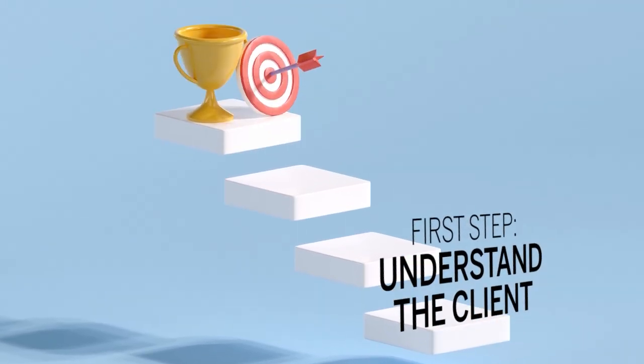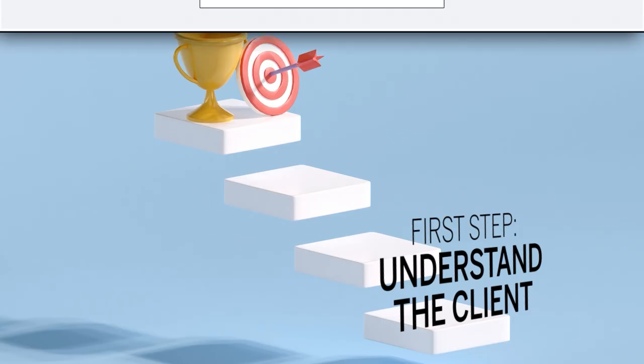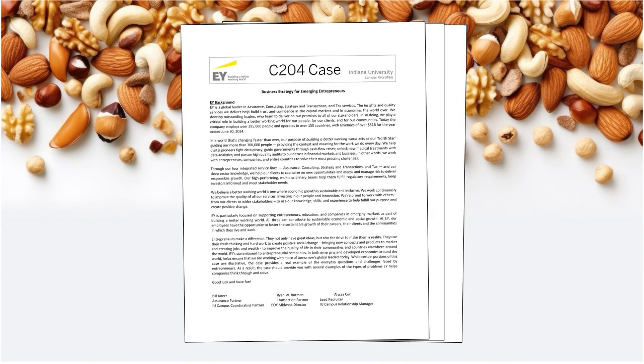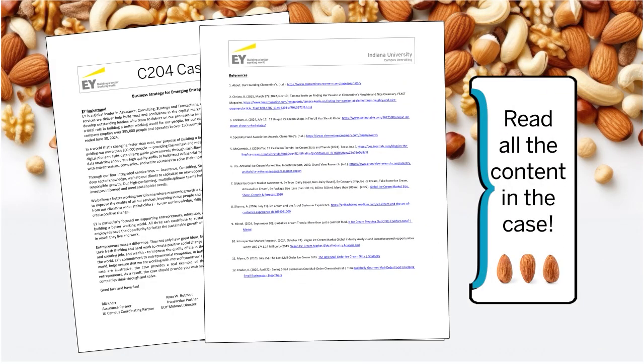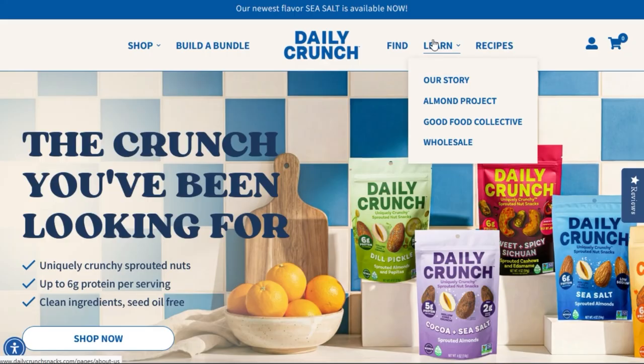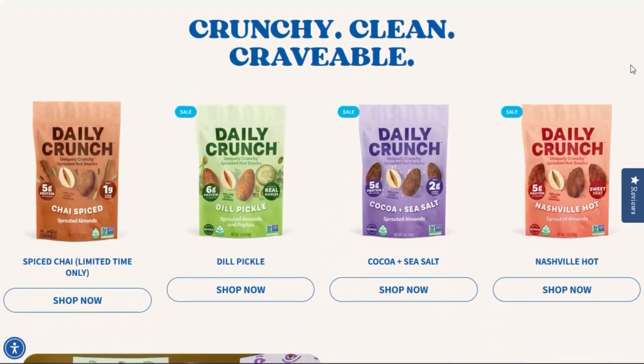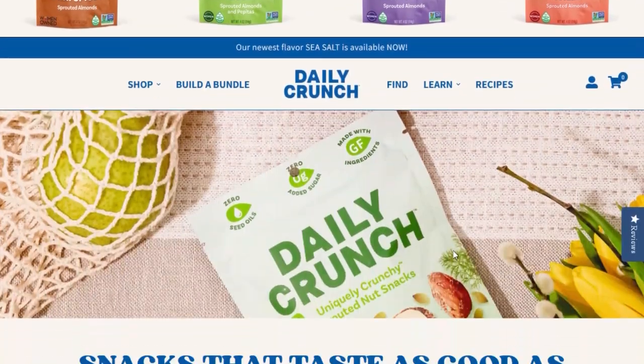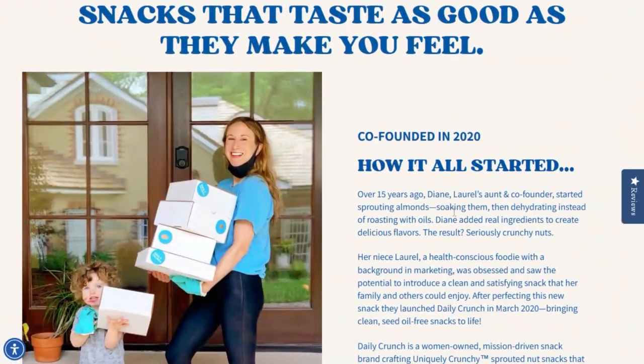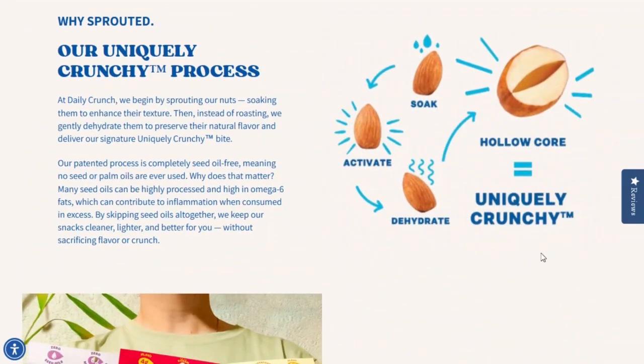For any case, the most important thing is to be sure you understand the client and what they're asking for. Make sure to read the case document very carefully and explore the sources linked on the last page. Explore every corner of Daily Crunch's website to get familiar with their story, products, and mission. Also, pay close attention to their brand personality. How does the company present itself? What does the language and imagery on the site communicate about the brand and its target customers?